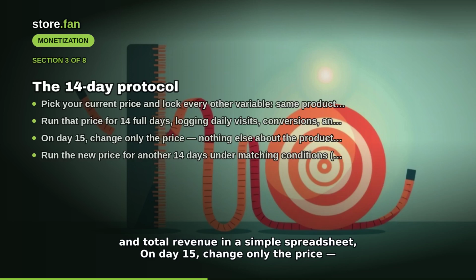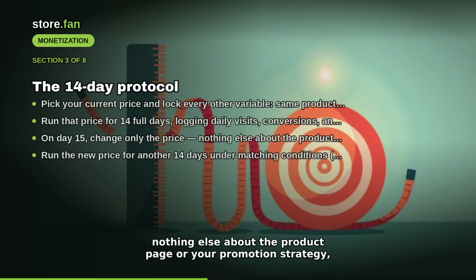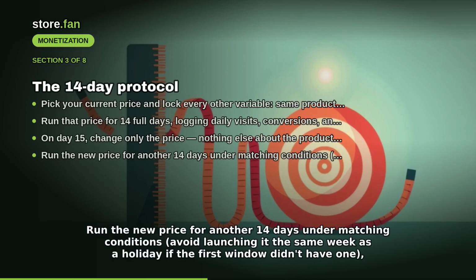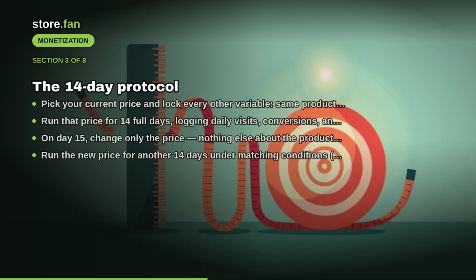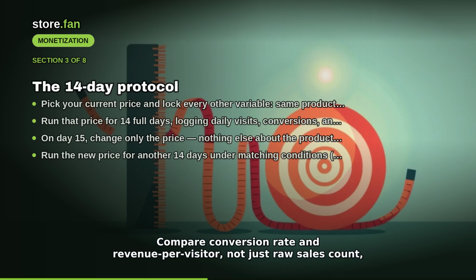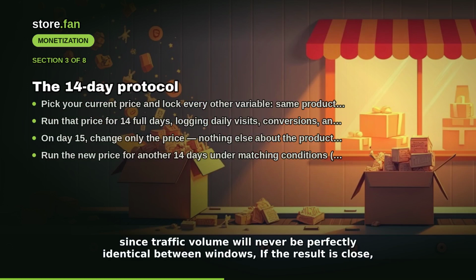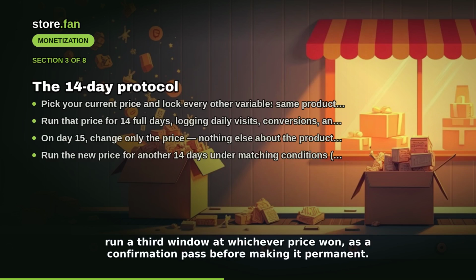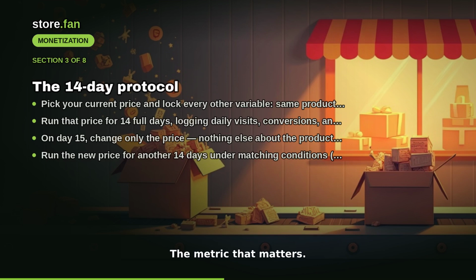On day 15, change only the price. Nothing else about the product page or your promotion strategy. Run the new price for another 14 days under matching conditions. Avoid launching it the same week as a holiday if the first window didn't have one. Compare conversion rate and revenue per visitor, not just raw sales count, since traffic volume will never be perfectly identical between windows. If the result is close, run a third window at whichever price won as a confirmation pass before making it permanent.